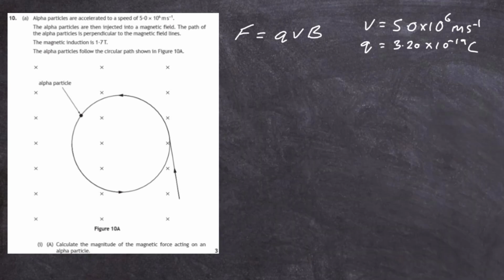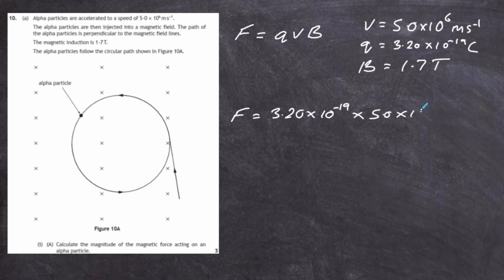And that's us got all our data. Q, V, and we have got B as well. And we know the value for B. B is going to equal 1.7 Tesla. So it's a simple case of putting in all the numbers and working it out in your calculator. It's going to be 3.20 times 10 to the minus 19 multiplied by the value of V, which is going to be 5.0 times 10 to the power 6, and then we multiply that by the magnetic induction 1.7.